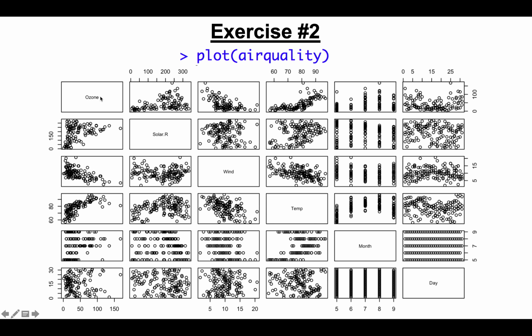So for example, ozone and wind, if we look at the plot of those two measurements against each other, we can see that as wind speeds increase, ozone levels decrease. And then if we look at temperature versus ozone, we can see just the opposite. So as temperature increases, that causes ozone to increase. And so this is why in Michigan we tend to have these ozone action days on days when it's low wind and high temperature.